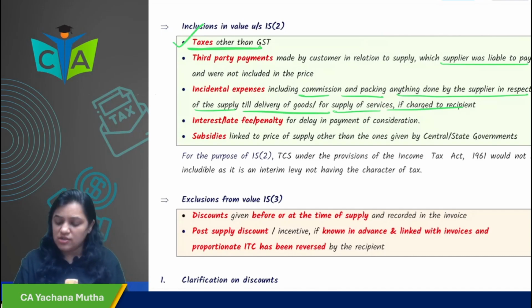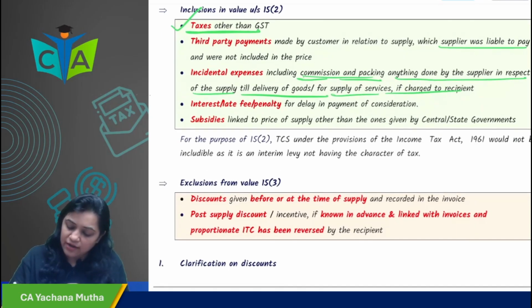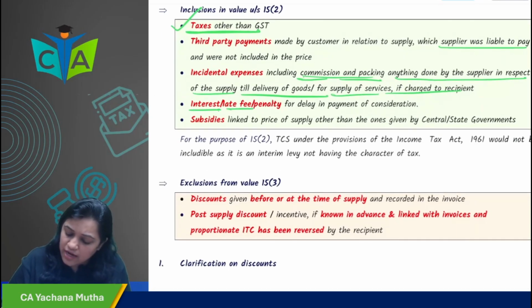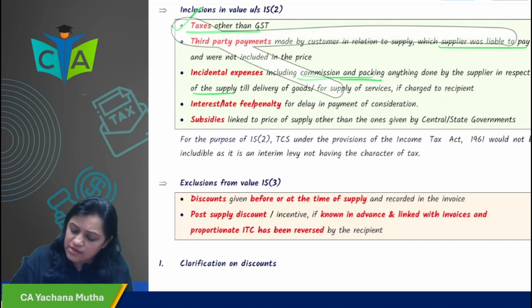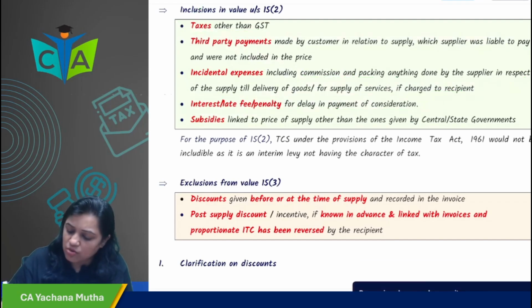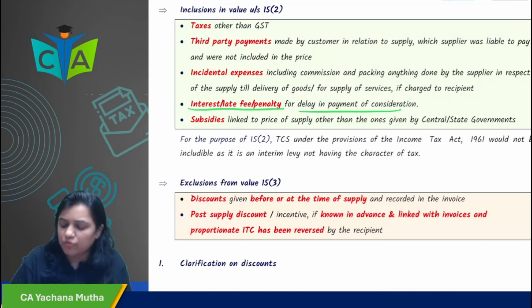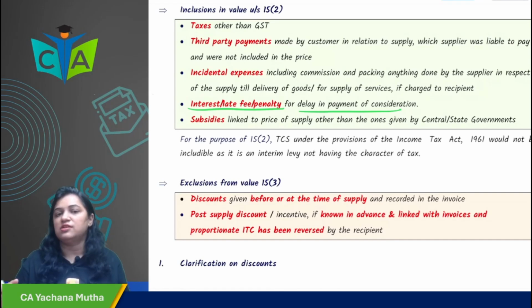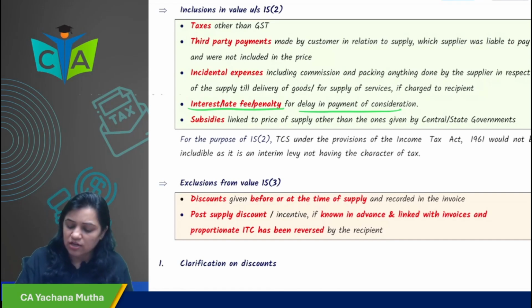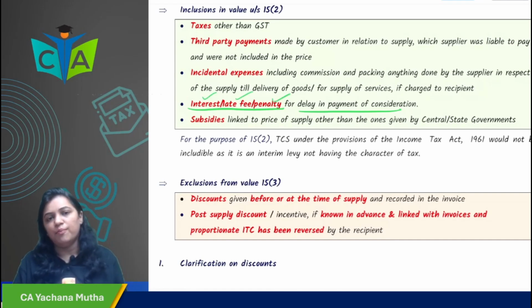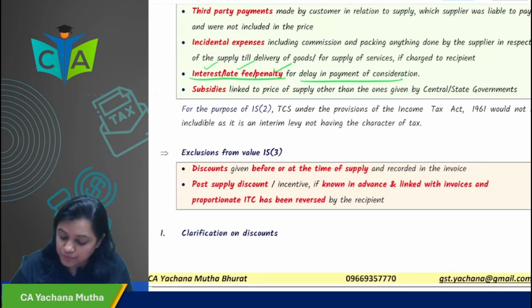So the packing charges, commission, inspection, any charges given to you in the question which are being charged to the recipient are to be added to the price. Then interest, late fee, penalty for delay in payment of consideration. What is this? Interest or late fee or penalty for delayed payment of consideration. If the payment is delayed and the supplier charges any interest, late fee, penalty, does it form part of value? Yes, it forms part of value.